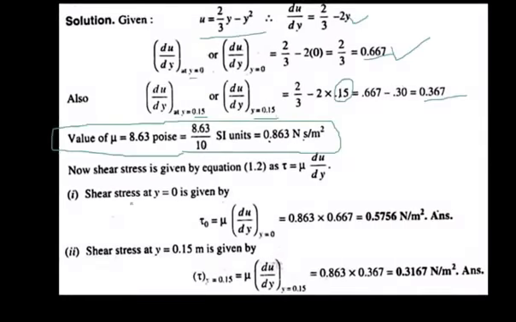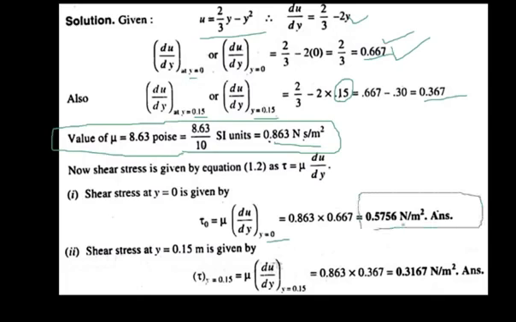Tau we have to find. So shear stress at y is equal to 0. So tau naught means tau at 0, mu into du by dy at y is equal to 0. So what is this mu? 0.863, they have given the value. Just we have converted to Newton second per meter square. So du by dy we have found here as 0.667. So multiply, you will get the answer.